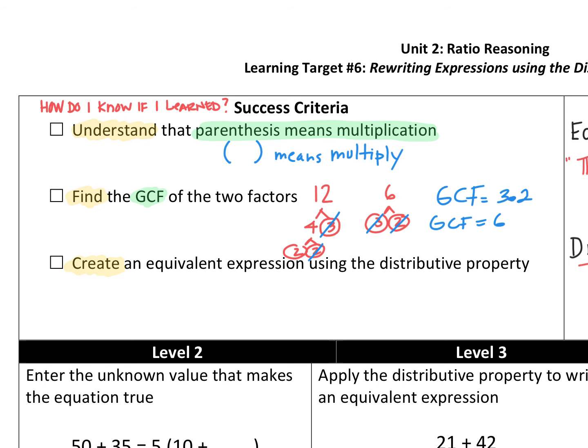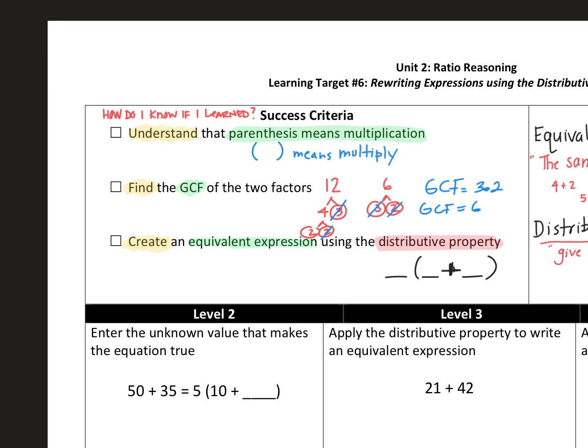Okay, last thing, we are going to create, and notice this phrase right here, equivalent expressions. Highlight that, and then I'm going to use a different color using the distributive property. Okay, so you should know that at the end, you'll have some kind of parentheses. So I want you to write that down because there's 3 things you're going to have to fill in for the parentheses. Okay? So that's how you'll know if you know how to do all 3 things by the end of this lesson, then you've learned. If not, then you have to go back and figure out, okay, where am I going wrong? Where am I confusing things?